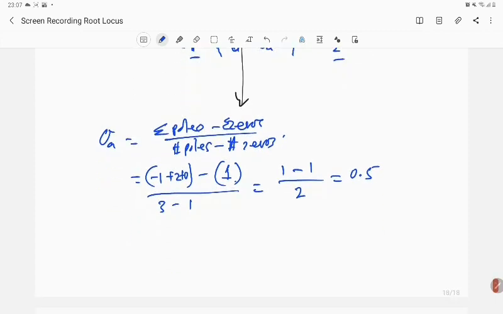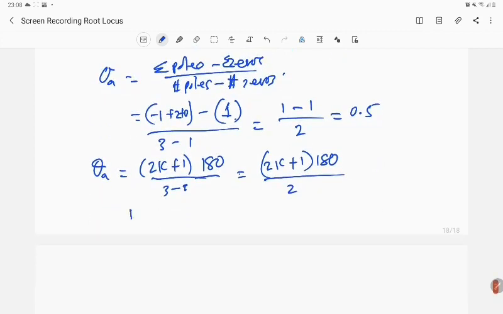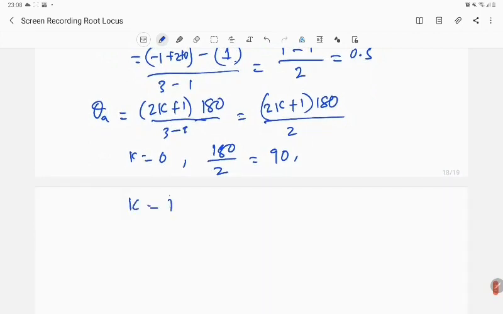And then the angles, so theta a will be 2k plus 1 times 180 all over 3 minus 1, which is 2k plus 1 times 180 all over 2. If k equals 0, we get 180 over 2, which is 90. And if k equals 1, we get 3 times 180 over 2, which is 270 degrees.